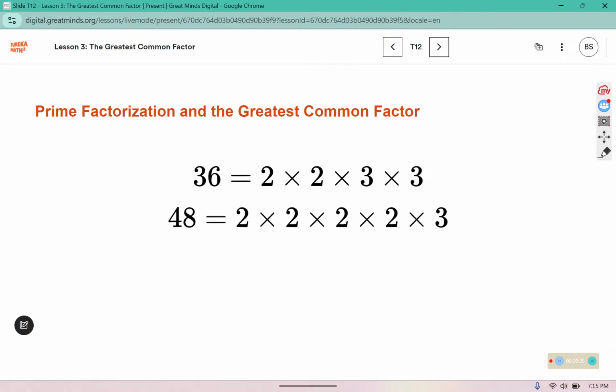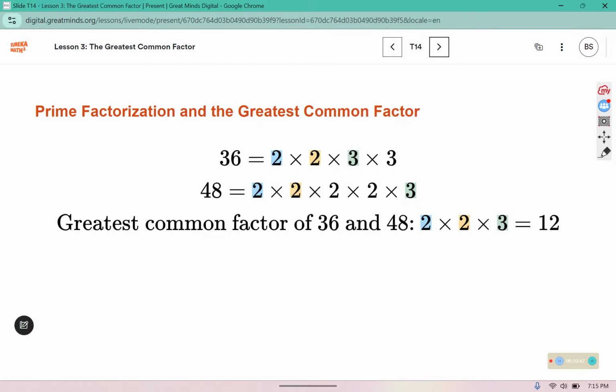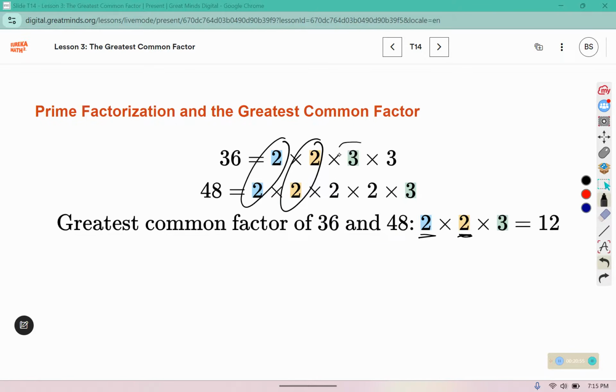So here are the prime factorizations for both. And now we will highlight all the ones they have in common. They both have 2 sets of 2 and 1 3. To find their greatest common factor, we're going to write down 2, 2 2s, and 1 3. 2 times 2 is 4. 4 times 3 is 12.